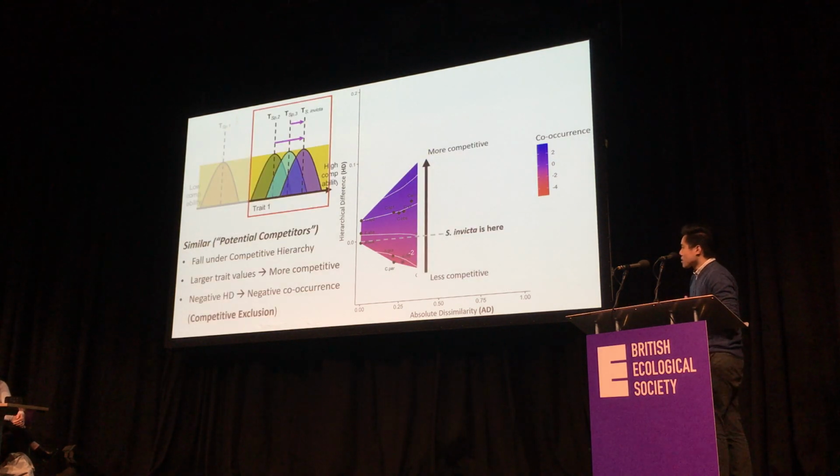So the first group of species were those which had low absolute dissimilarities from the fire ants, species which were similar in traits to the fire ants in trait space. And we found that for these species, the hierarchical differences in trait values actually kicked in to affect co-occurrence outcomes in a directional way. So this is consistent with the idea that similar species fall into the competitive hierarchies and compete more intensely, and that is when you have these predictable directional differences in trait values determining who can co-occur with who.